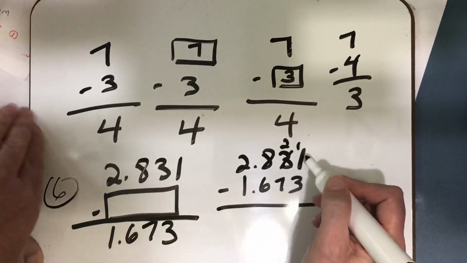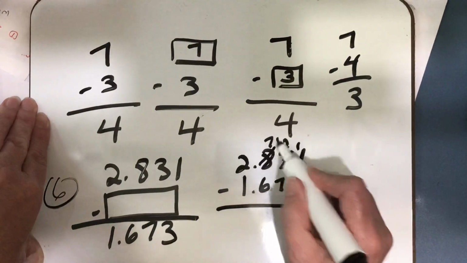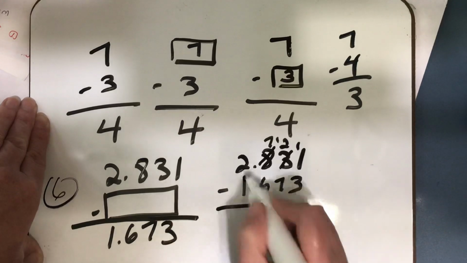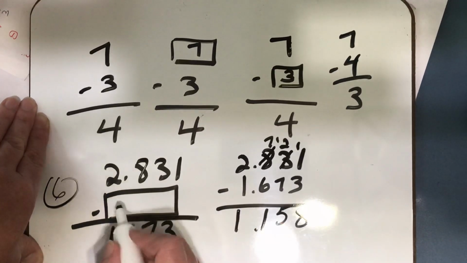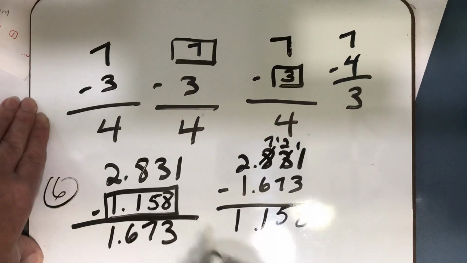So I have 11 thousandths. Now 11 minus 3 is 8. Need to regroup again. 12 minus 7 is 5. 7 minus 6 is 1. And 2 minus 1 is 1. So the number that's missing here is 1 and 158 thousandths.